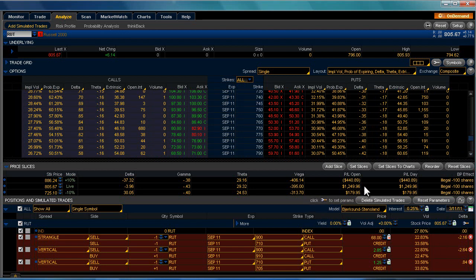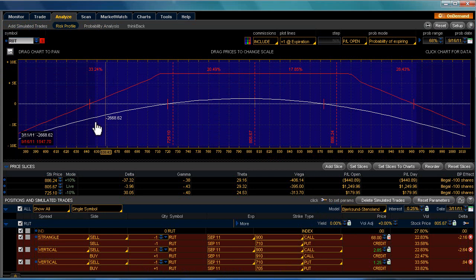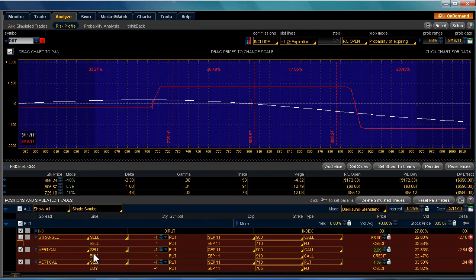This is where we are. We have these two credit spreads, a call at 900 and a put at 710. Let's go to our risk profile, uncheck the short strangle, and take a look at what we have here. We can see what the higher implied volatility of the put spreads is doing to us, and because it's higher volatility, we're collecting more credit, so our risk isn't as great on this end as it is on the call end.